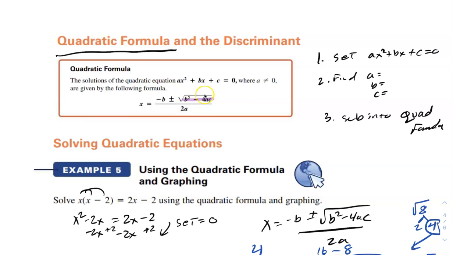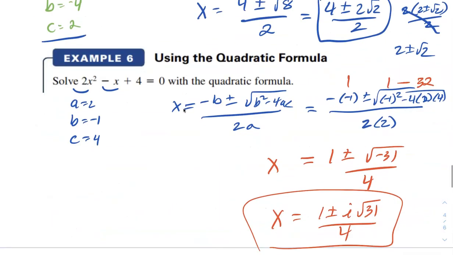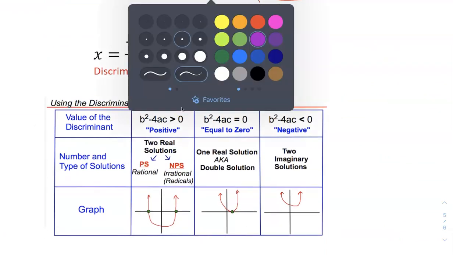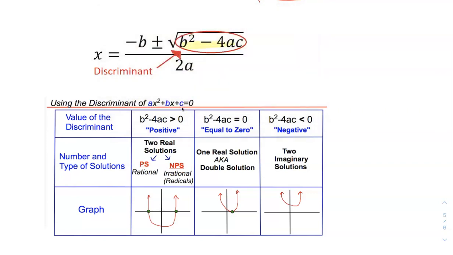Since it's underneath the radical, if that thing is positive, I have 2 solutions. If that thing's negative, I get imaginary numbers. And if that thing equals 0, then all you have is this. So you get 1 solution. And we call that the discriminant. Alright, so this is the discriminant. The discriminant equals b squared minus 4ac.